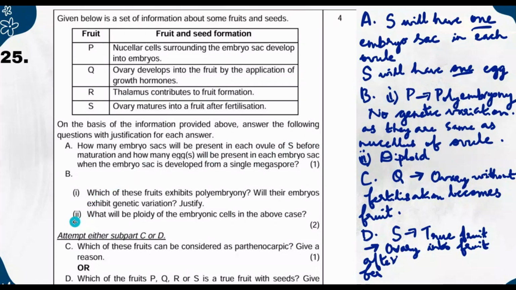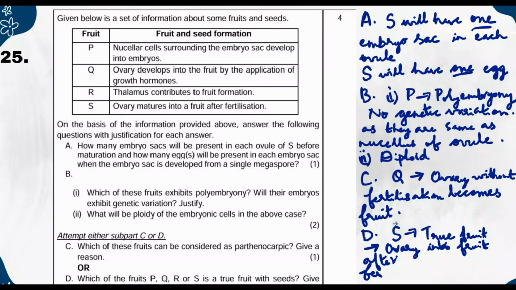Part 2 of the same question B: What will be the ploidy of the embryonic cells in the above case? It will be diploid, because it is the same nucellar cells that become the embryo. The nucellus is diploid. Now the C part of the question: Which of these fruits can be considered parthenocarpic? Give a reason. Fruit Q can be considered parthenocarpic because the ovary becomes a fruit without fertilization.